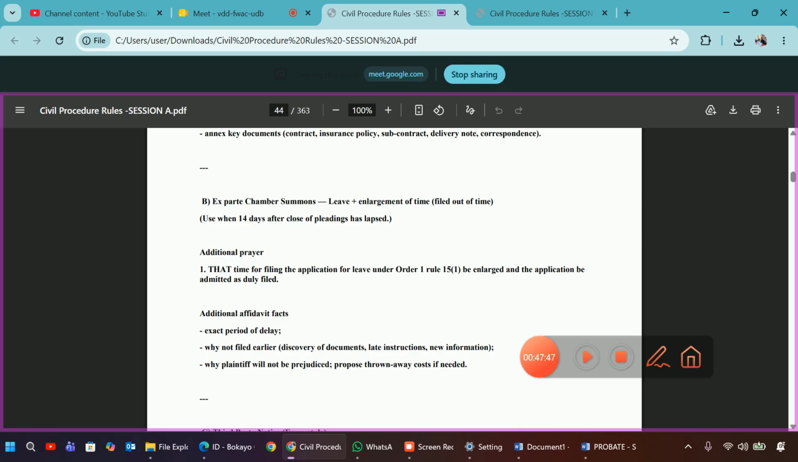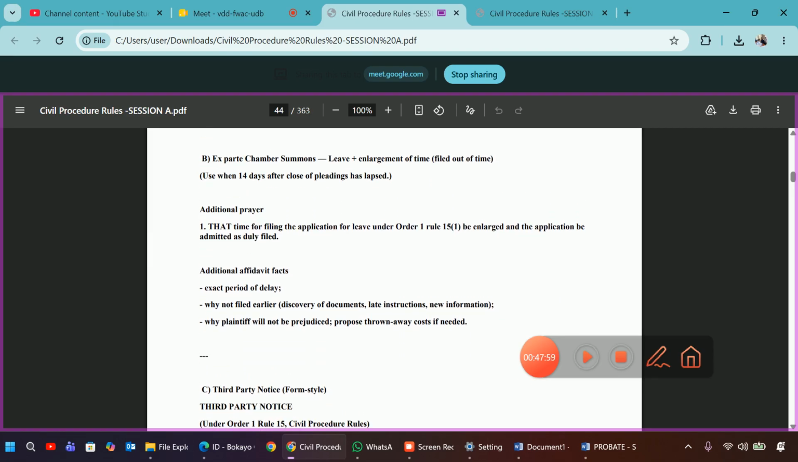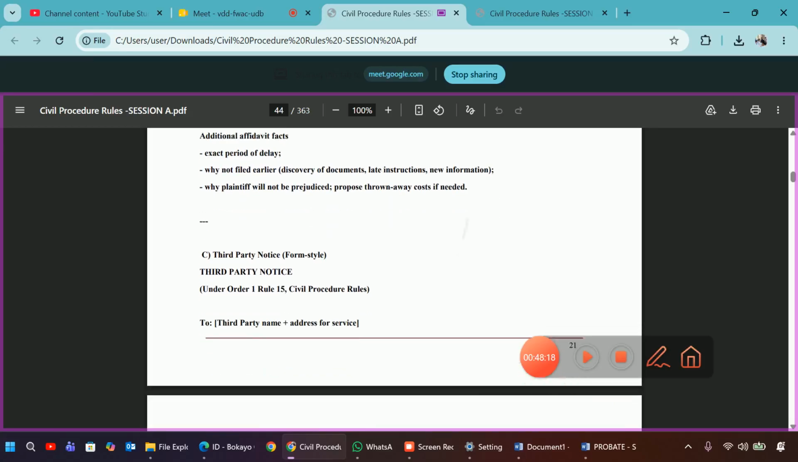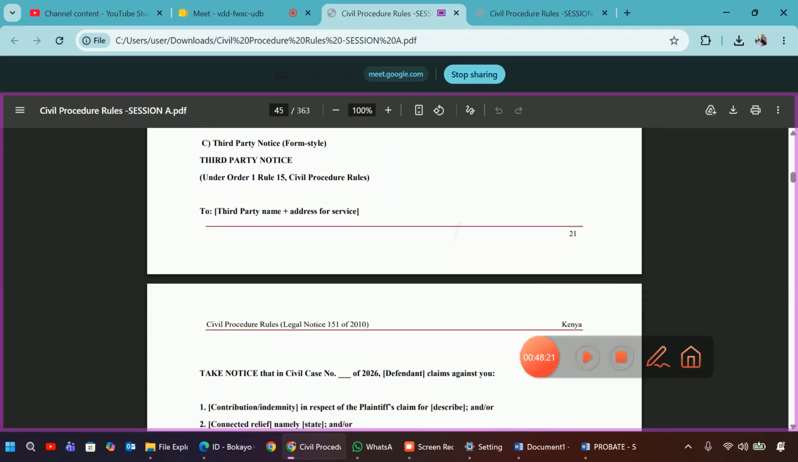So additional prayer that you seek is that time for filing the application for leave under Order 1, Rule 15 be enlarged and the application be admitted as duly filed. So this is where you have realized that 14 days after close of pleadings have lapsed and you have not sought leave to bring a third party. So this is what you must be keen on, that you request leave and in the same application you seek enlargement of time. Then third party notice.